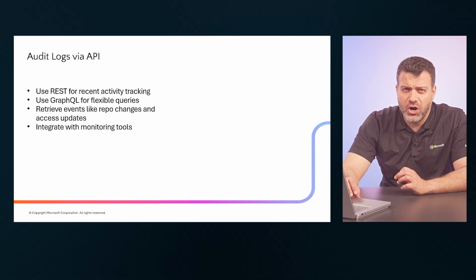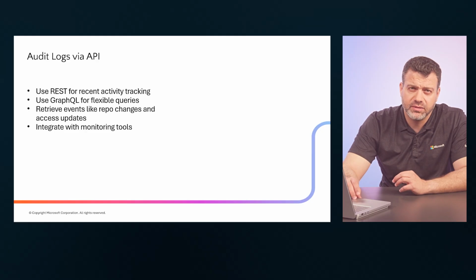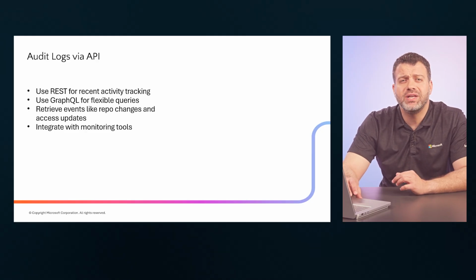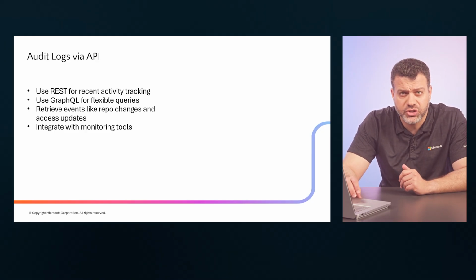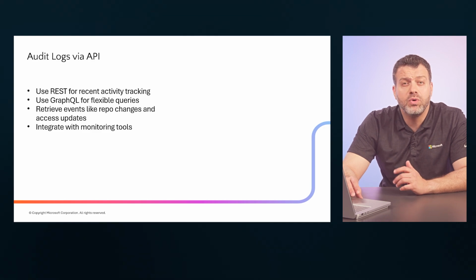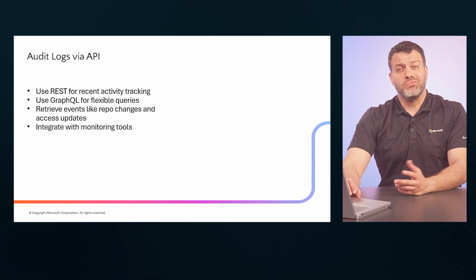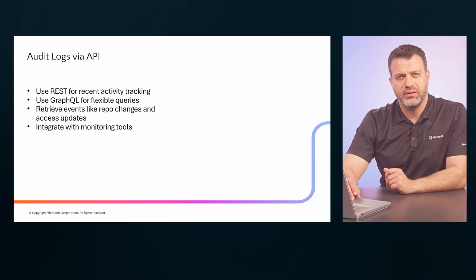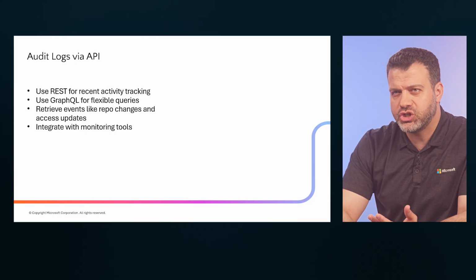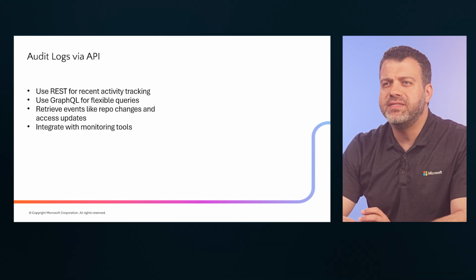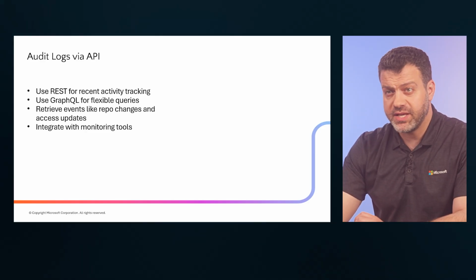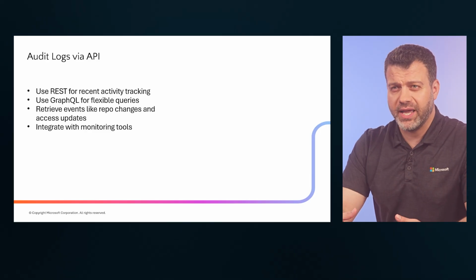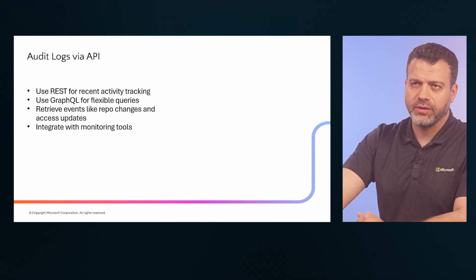In addition to accessing logs, it's important to understand how these APIs are used in practice. With REST APIs, you can monitor recent activities like repository changes or permissions updates. With GraphQL, you get more flexibility. You can request exactly the data that you need. So you might track repository deletion or permission changes and feed that into a monitoring system. This allows you to move from passive logging to active monitoring and alerting.